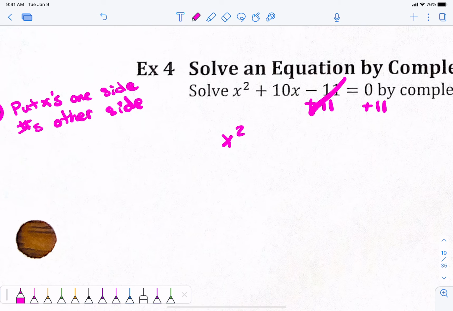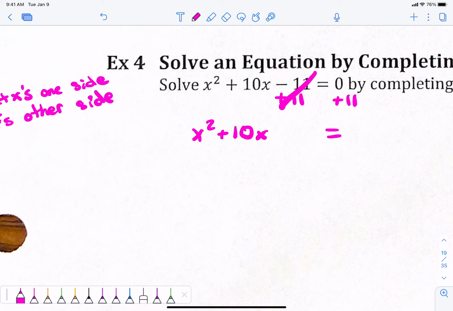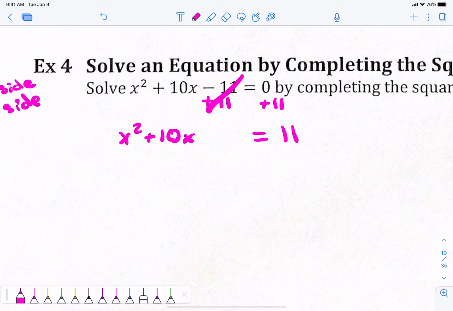And I'm going to do x squared plus 10x, and I want you to leave a little space, because we're going to fill that space in a second with whatever the c value is. X squared plus 10x equals 11, right? That's what we're going to do. So we moved the 11 to the other side. Any questions about what we just did?